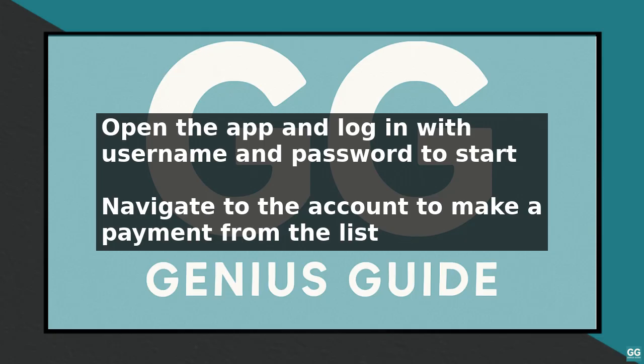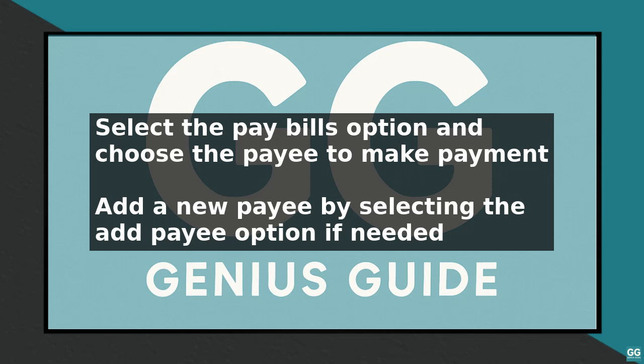Next, select the Pay Bills option and choose the payee you want to make a payment to. If the payee is not already set up, you can add them by selecting the Add Payee option and entering their information. After selecting the payee, enter the payment amount and select the payment date. You can choose to make a one-time payment or set up a recurring payment by selecting the frequency of the payment, such as weekly, bi-weekly, or monthly.